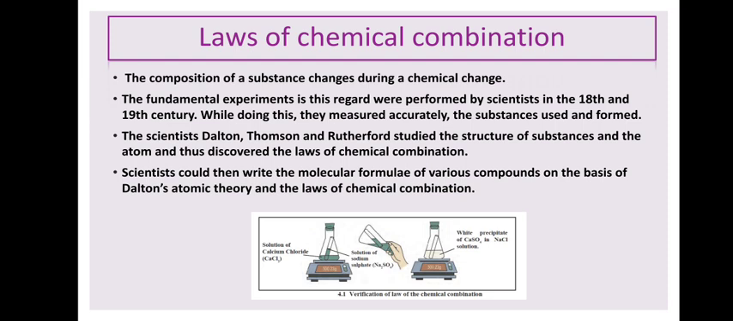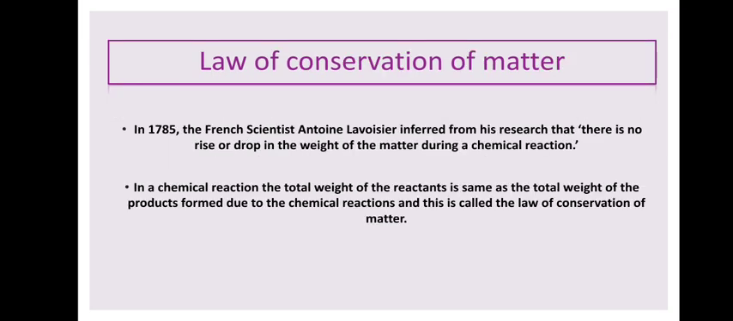So this will be CaSO4 plus 2 molecules of NaCl, correct? Now the weighing would be done again and the weight will remain exactly the same. It means the mass or the weight has remained the same, correct? That is the verification of the law of chemical combination.